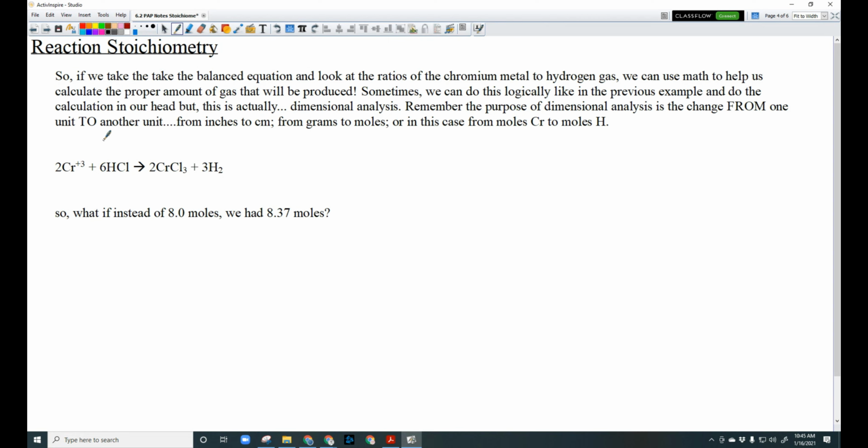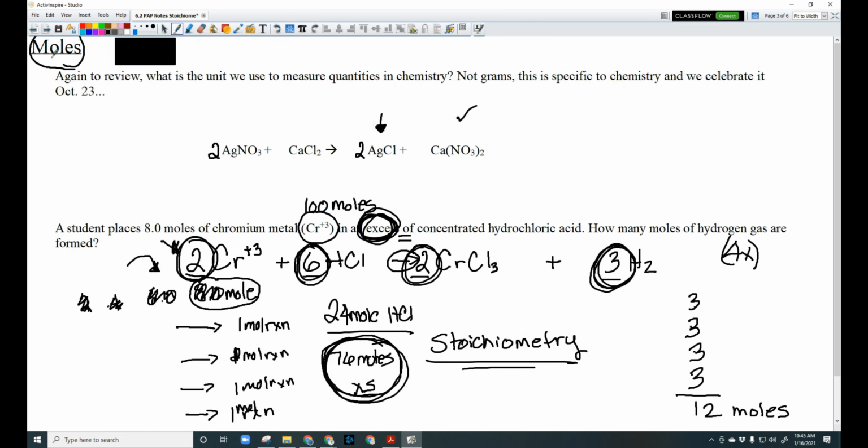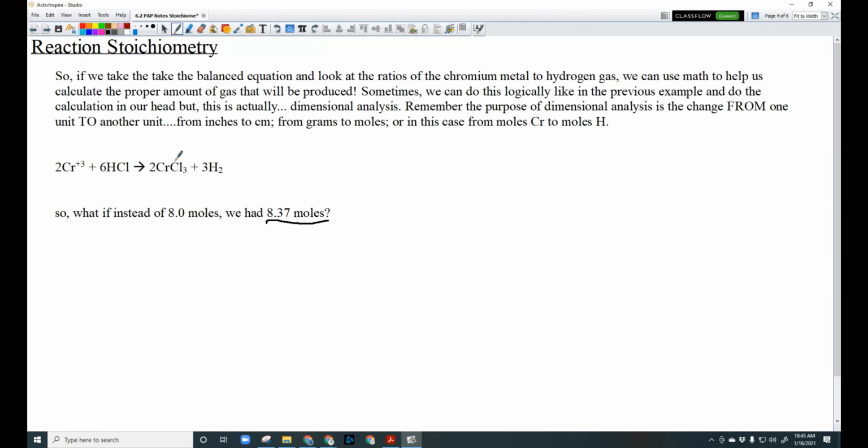What if we weren't given 8 moles? What if we were given something like 8.37 moles? What we just did in our head on this previous question, this stoichiometry, was a dimensional analysis problem. That's just like me saying, we're really familiar with time. How many minutes are in an hour? Well, we know that 60 minutes are in an hour. So that's really dimensional analysis. We're converting units, minutes from hours.